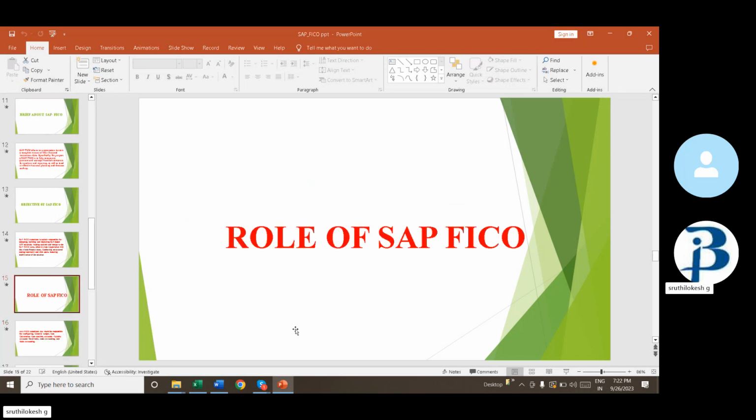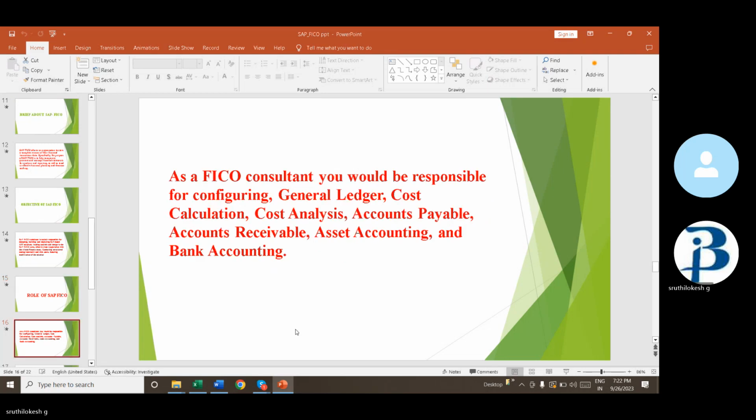So next, what is the role of SAP, as a consultant or analyst or anything? Here we are responsible for configuring general ledger accounting, cost calculation, cost analysis, account payable, account receivable, asset accounting, and bank accounting. All these things we'll do here.